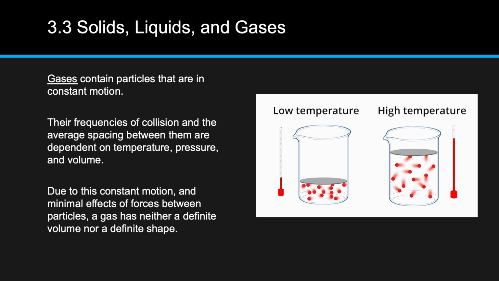Gases consist of particles in constant motion. They're going to move freely and collide with each other constantly. The spacing between particles and how often they collide depends on the temperature, pressure, and volume. Because intermolecular forces are very weak in gases, they do not have a fixed shape or volume, and they expand to fill any container. At higher temperatures, particles move faster and spread farther apart, which supports Charles's law.